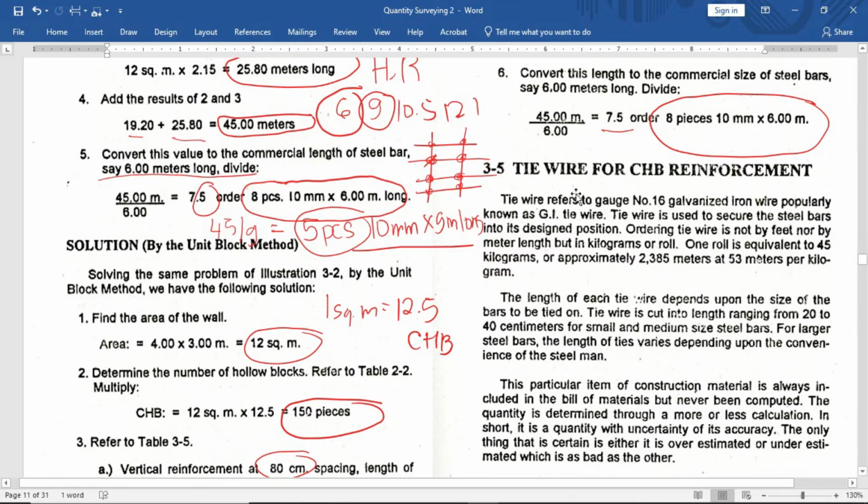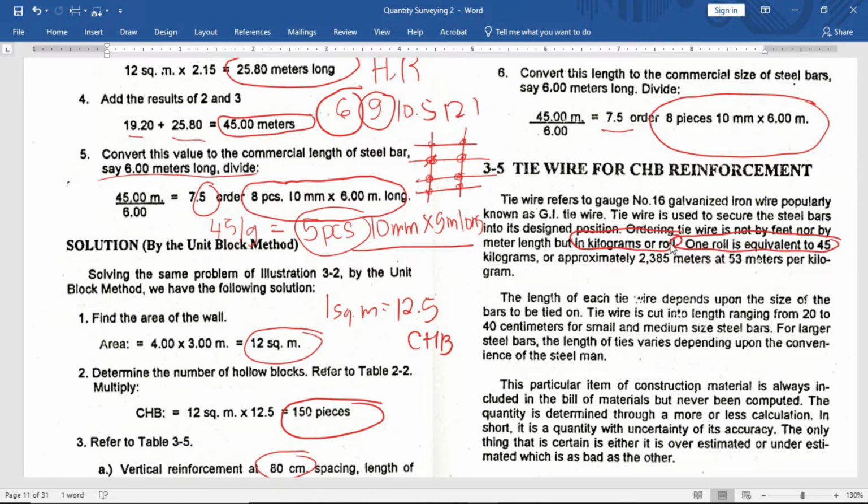So, paano ba tayo mag-solve ng tying wire? Tie wires refer to gauge number 16, galvanized iron wire, popularly known as GI tie wire. Tie wire is used to secure steel bars into the designed position. Ordering tie wire is not by feet nor by meter length but in kilograms or roll. So, pag bumili tayo ng tying wire, per kilogram or roll. One roll is equivalent to 45 kilograms. Ang bigat pala nun.